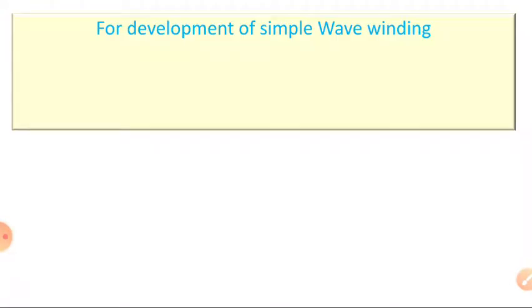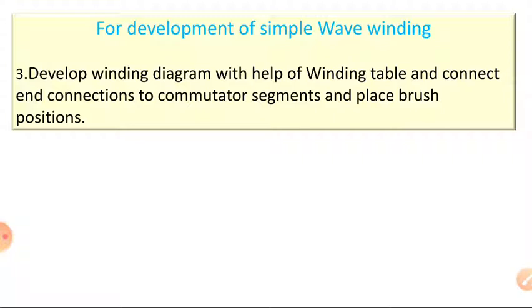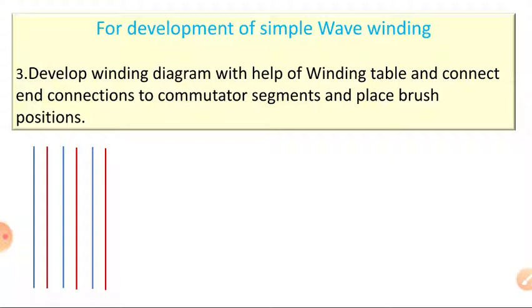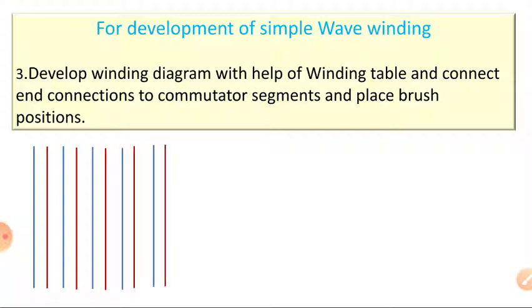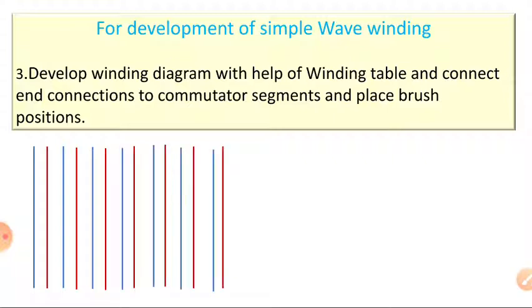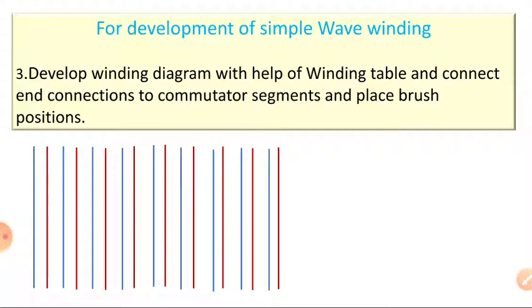Now for development of simple wave winding, so what to do? Develop the winding diagram with the help of the winding table. We design and connect end connections to the commutator segments, and place the brush positions based on the current directions in the conductors. So let us see, these are the conductors. Write all the conductors in parallel paths, all conductors in some space.